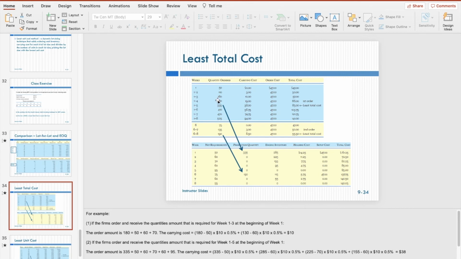If you only order for week 1, your order quantity is 50. What is the inventory left? 0. Why? Because you only order for week 1, so after you order, you immediately sell all of them. There's no inventory in your warehouse. That's why the carrying cost is 0. What is the order cost? 47. And then what is the total cost? 47.